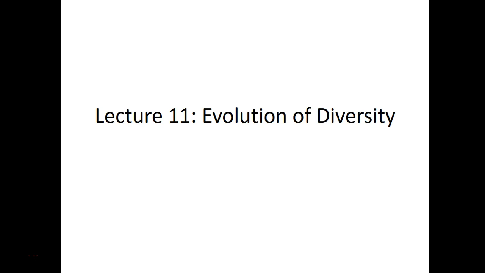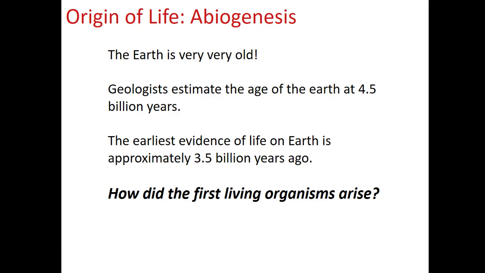This is the lecture on the evolution of diversity. So when we think about the diversity of living organisms on the planet and the history of the planet and how they got to be here, there are several major transitions that need explanations. The first is the origin of life. So abiogenesis. How do you get a living organism when there were no living organisms before?